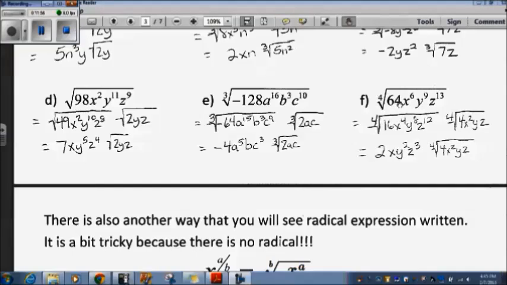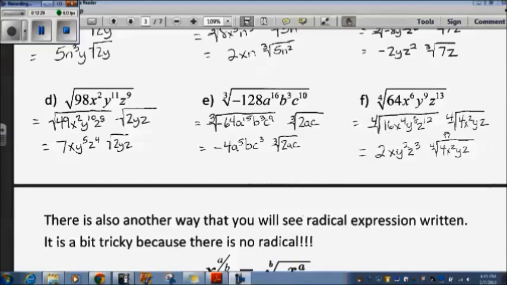So with the fourth root of 64, I would break that down as the fourth root of 16 times the fourth root of 4, because 16 times 4 is 64. 16 is a perfect fourth. X to the 6th is not a perfect fourth, but x to the 4th is. I put the remaining x squared under my second radical. Y to the 9th is not a perfect fourth, but y to the 8th is. I place the remaining y under my second radical. Z to the 13th is not a perfect fourth, but z to the 12th is. I place the remaining z under my second radical.